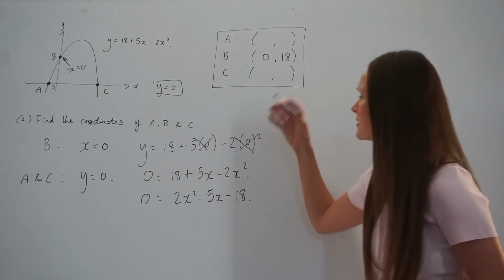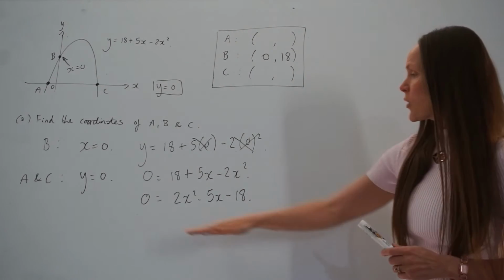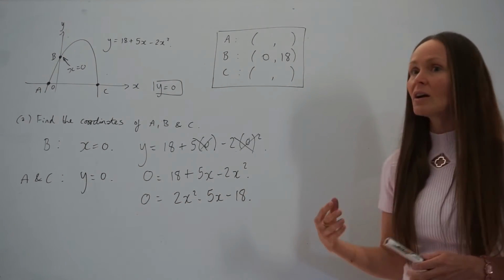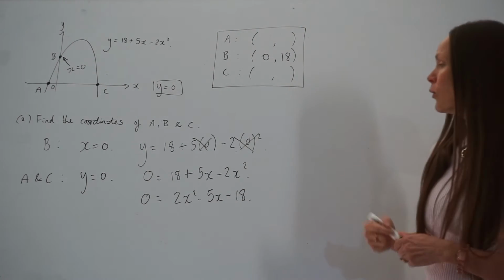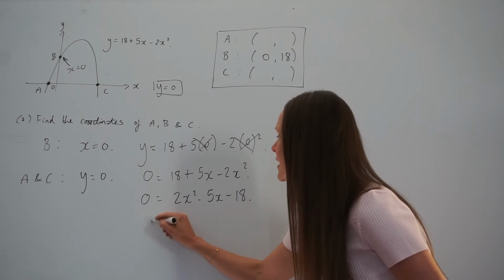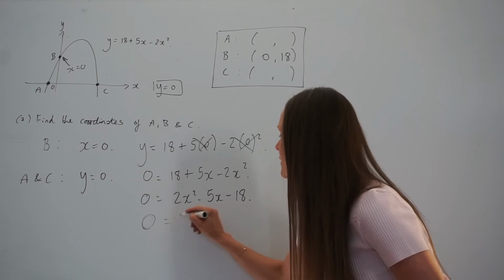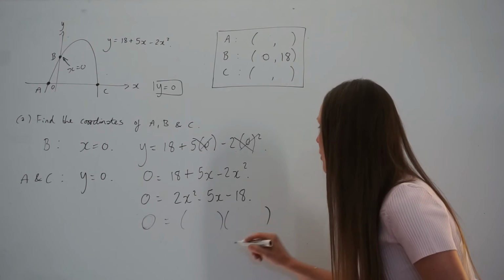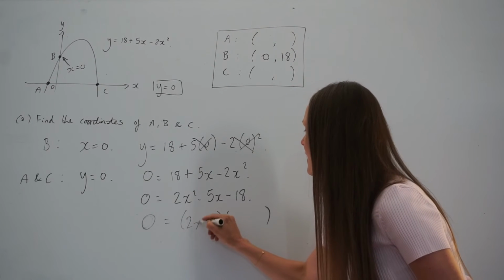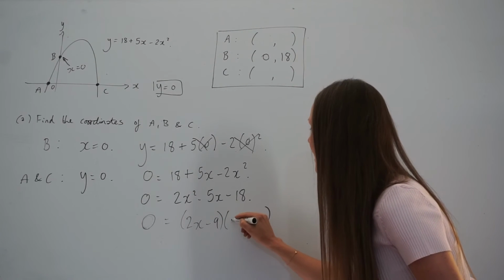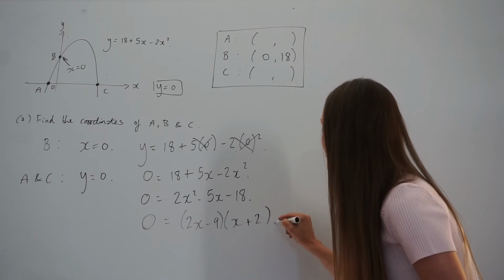I just think it's simpler to work with. Okay, so we're solving this quadratic. You can either use the quadratic formula, or if you like, you could factorize like me. Okay, so if you're factorizing this one, so popping it into brackets, it should be 2x minus 9 and x plus 2 in the other bracket.